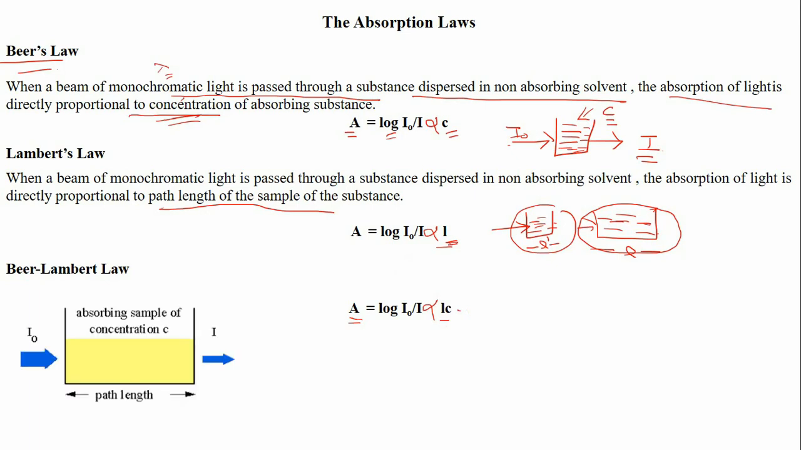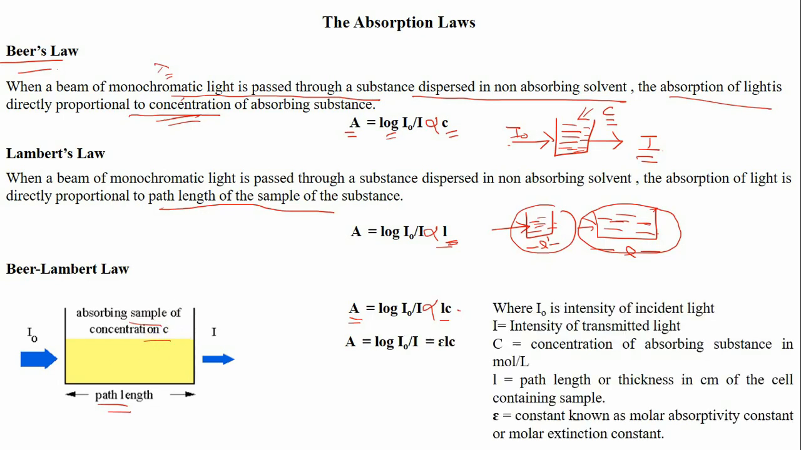In this figure you can easily see that if I naught is the incident light and I is the outgoing light, then absorbance is directly proportional to concentration and path length. The more the path length, the more the absorbance. The more the concentration of the substance, the more the absorbance.